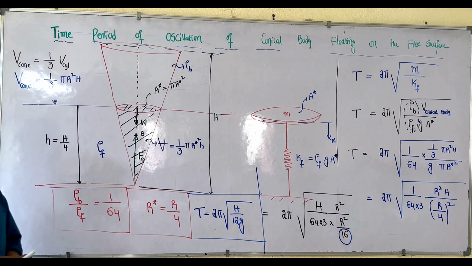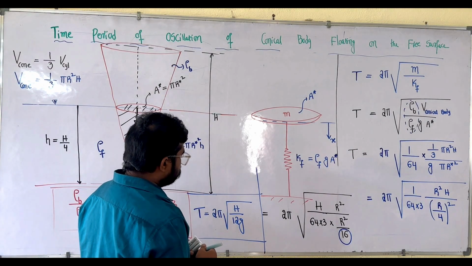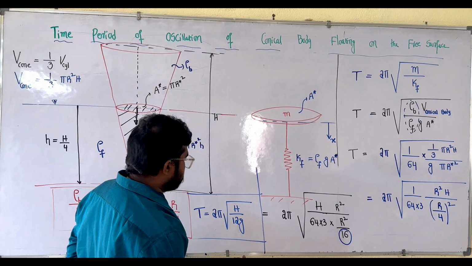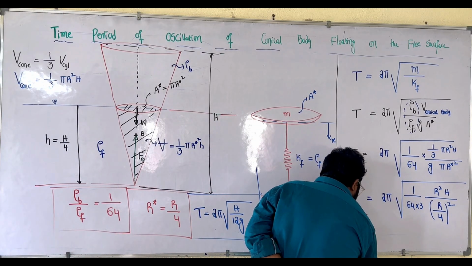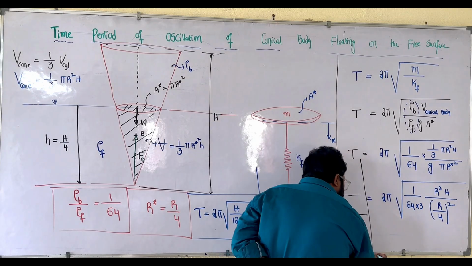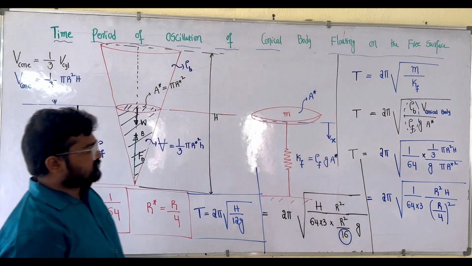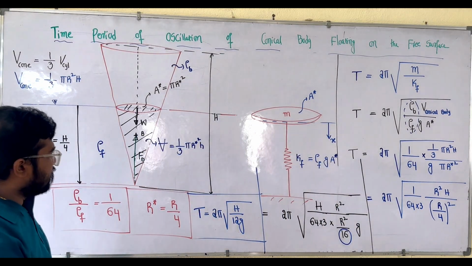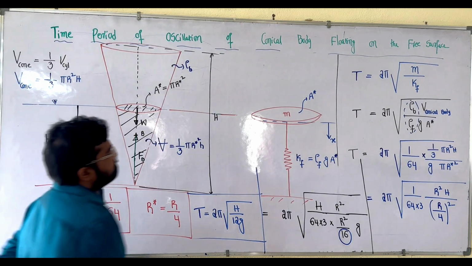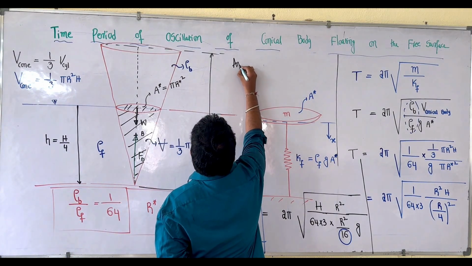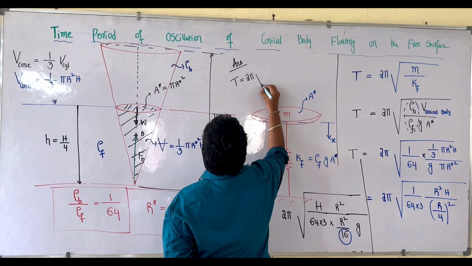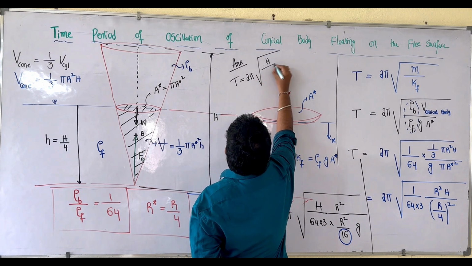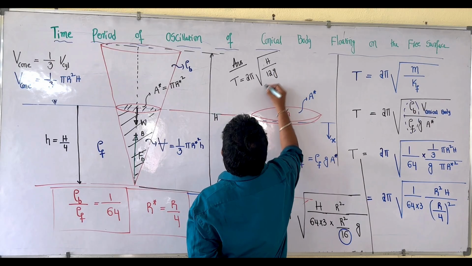Clear or not? Understood or not? T is equal to 2 pi square root of H by 12g. Here g will come. H by 16, 4 4s are 16, 4 3s are 12, H by 12g. What is the final answer to this question? T equals 2 pi square root of H by 12g.